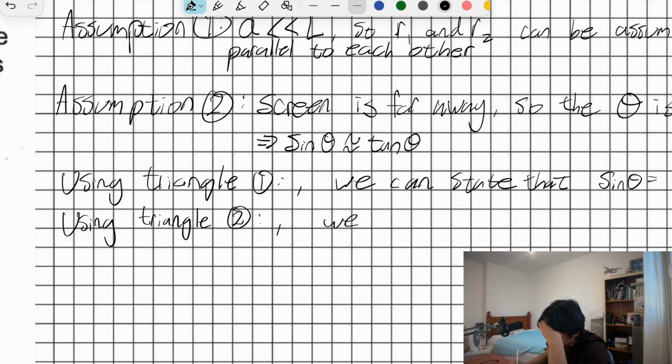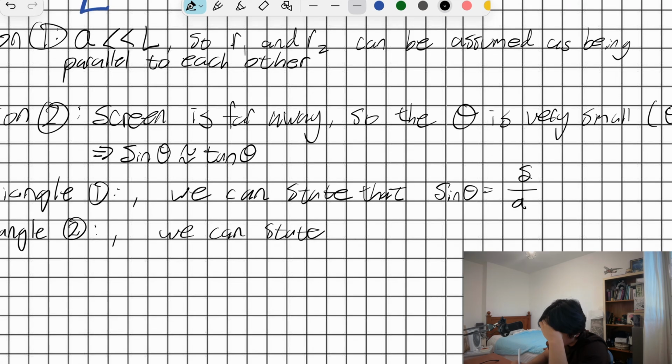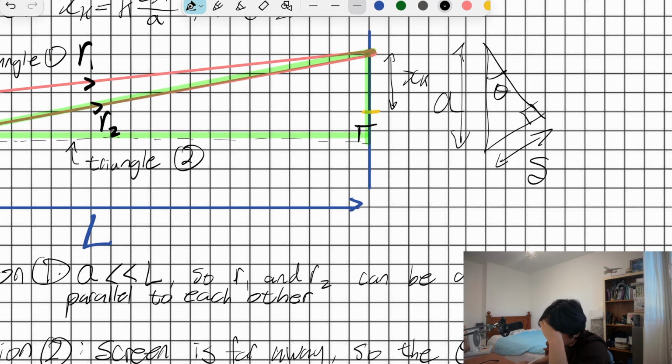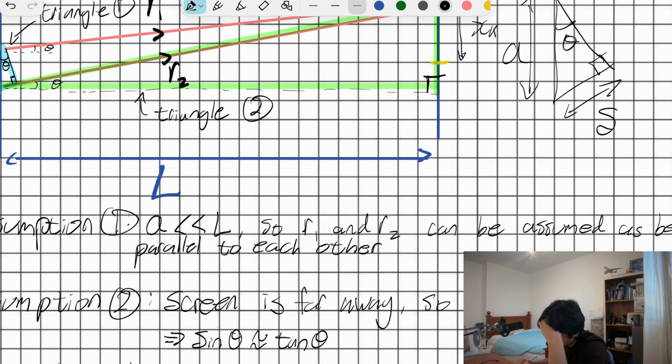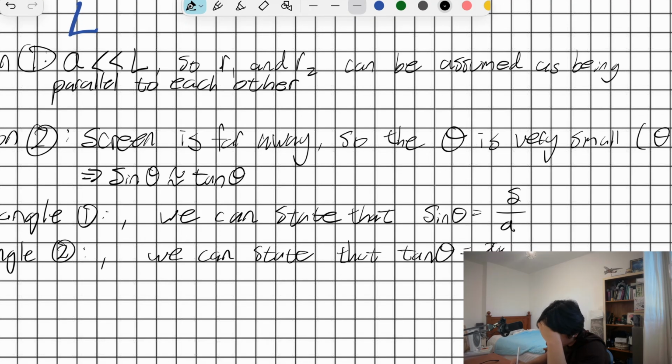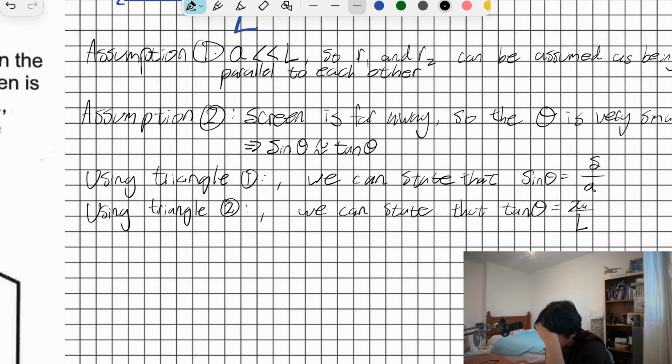Using triangle 2, which is the big triangle, the green one, we can state that tan of theta is going to be equal to opposite over adjacent, right? So it's going to be xk over L, right?